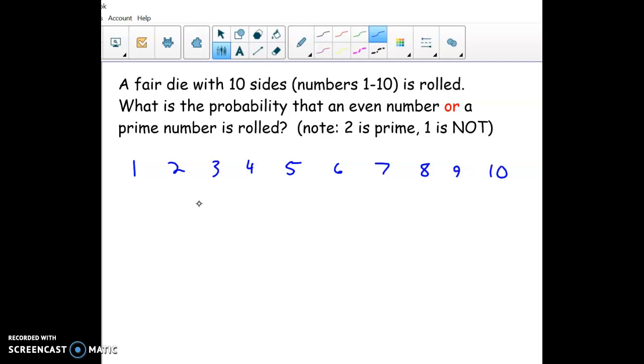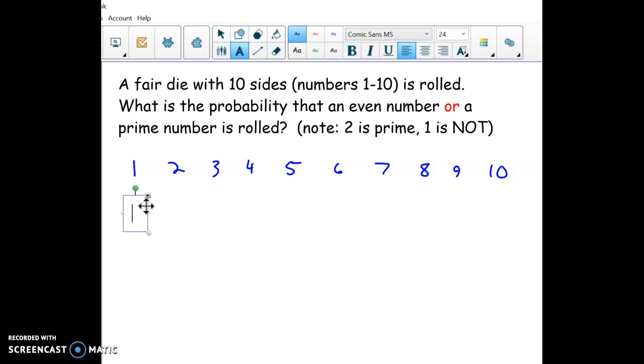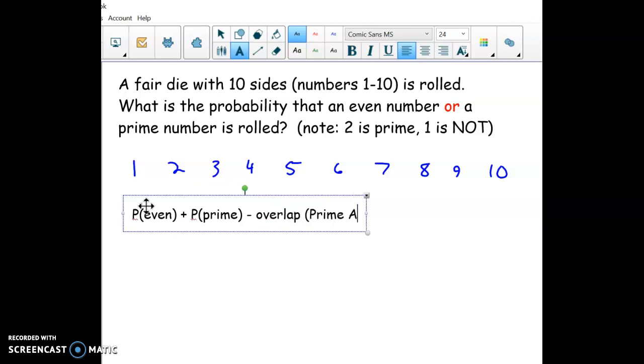All right, so hopefully you've had a chance to try it. With an OR, remember the way we do OR is you do the probability, in this case, of being even plus the probability that it's prime, because it can be either one of those, but then I have to minus the overlap, right? And if you want to do the actual thing, it's both prime and even. I just kind of do the overlap in my head here. So again, I do what makes sense.